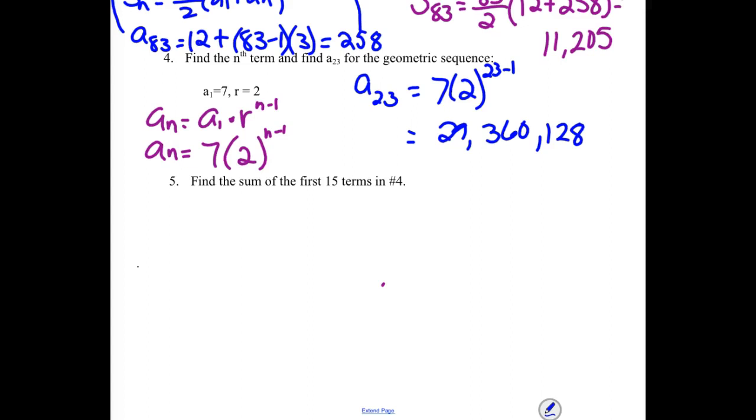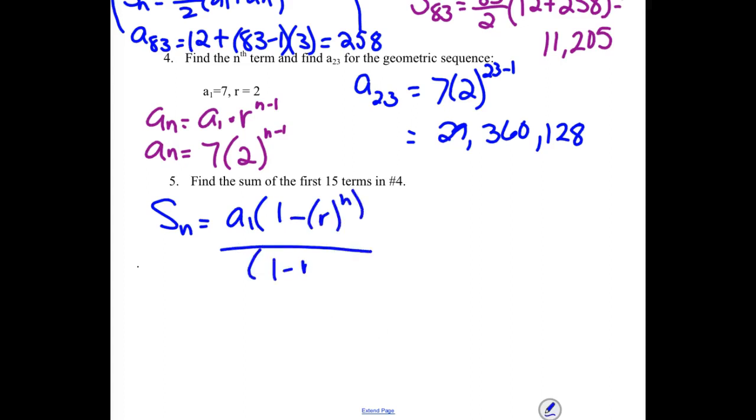Last question. Find the sum of the first 15 terms from that previous question. So, is this finite or infinite? Finite. They told me. I'm just adding the first 15 terms. Okay? We've made it finite. It's a geometric finite sequence. All right, so there's our formula for summing a geometric finite sequence.